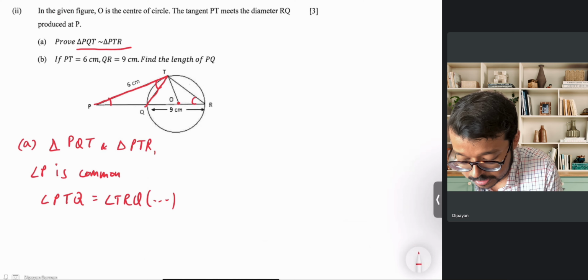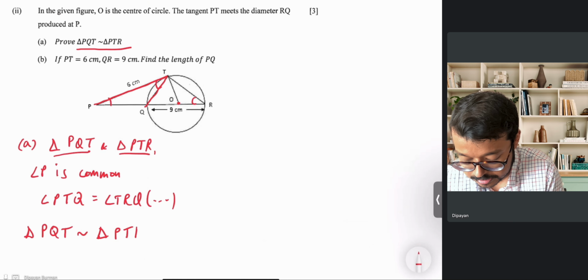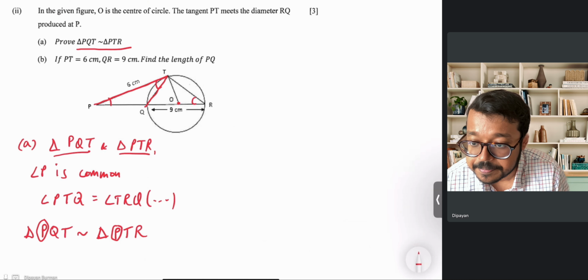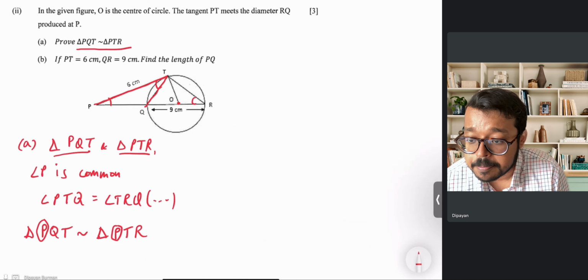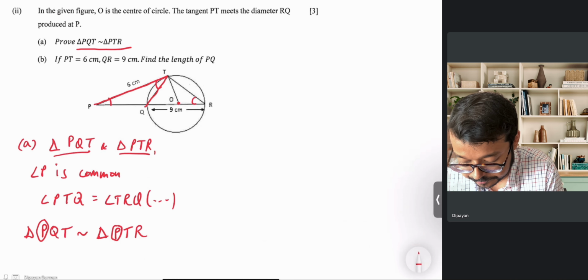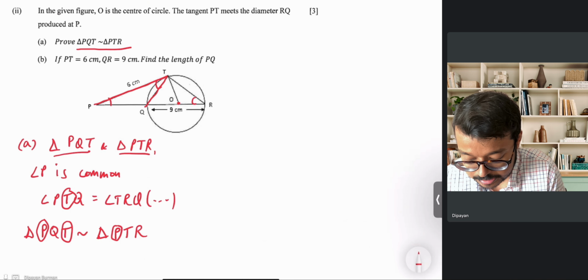Okay, so we have two pairs of angles which are equal. Then if I compare triangle PQT and PTR, I can say triangle PQT must be similar to triangle PTR, because angle P is common in both the triangles, and from PQT I have angle T. This angle T is equal to angle TRQ.